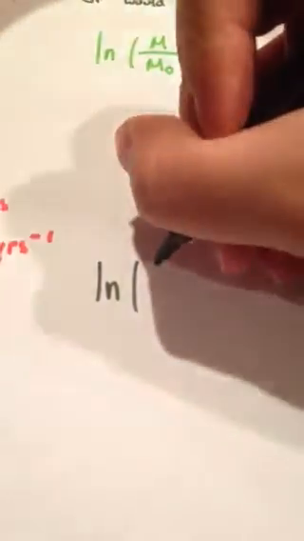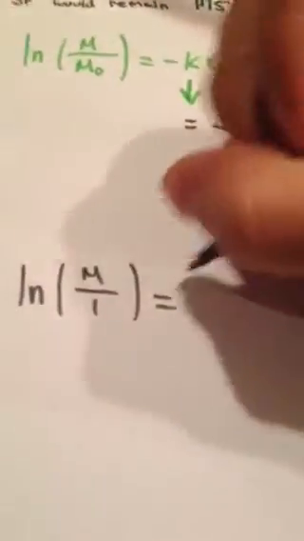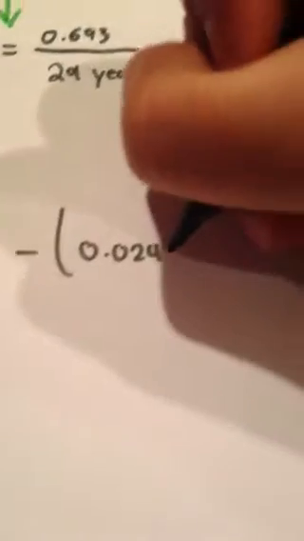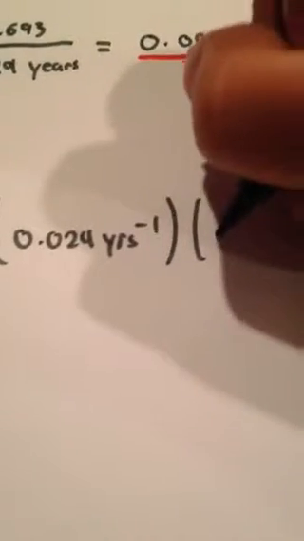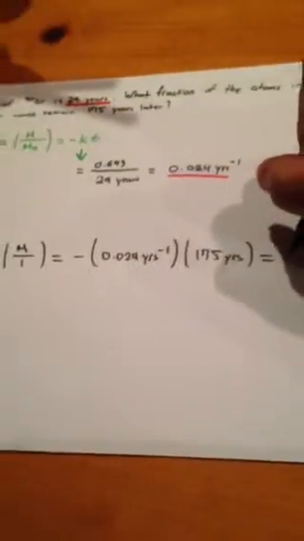So it's going to be the ln, like we said, we don't know what m is, so we're going to leave that there, divided by 1. This is going to equal negative, because of course it's negative up there in our equation, 0.024 per year multiplied by the time, which is 175 years. When we calculate all this on this side, it's going to equal negative 4.2. An important note.